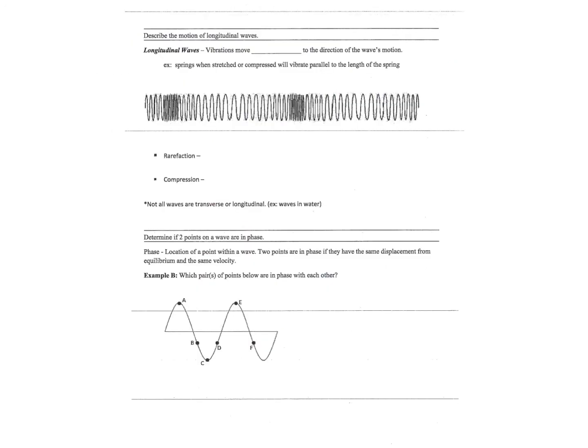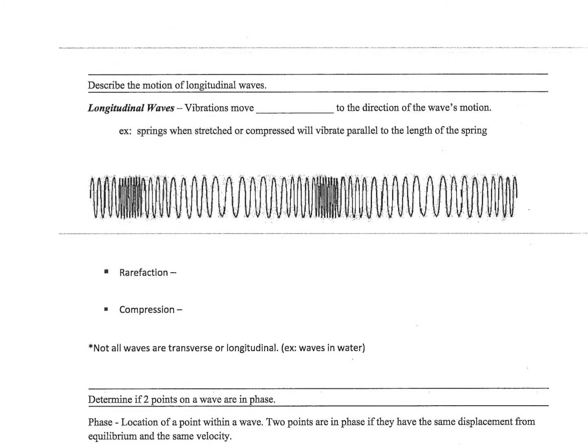Now, look at longitudinal waves. We've seen those. So in longitudinal waves, the vibrations move which way compared to the direction of the wave's motion? Parallel. Yes. To the direction of the wave's motion. And it gives you an example: when the spring is stretched or compressed, it vibrates parallel to the length of the spring. So you've got right here what we call a compression.